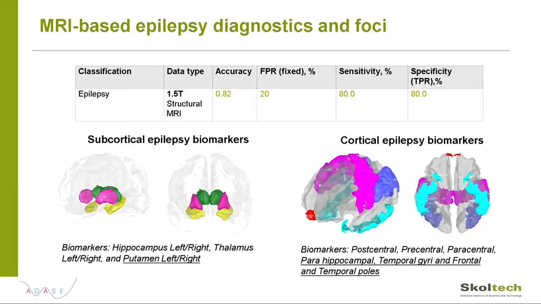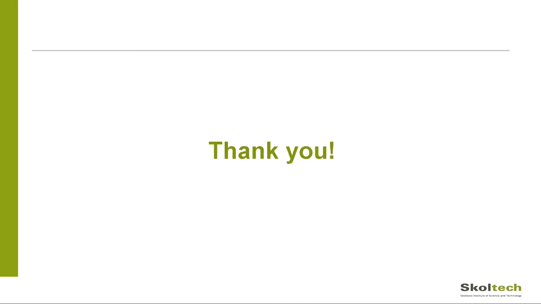Preliminarily, we tried to do it on 3 Tesla. We have quite good results. The accuracy is 90% or more. We also tried to do 1.5 Tesla picture segmentation because in Russia, most of the scanners in clinics are 1.5 Tesla, and we tried to do it just to be useful elsewhere. So this is it. Thank you.